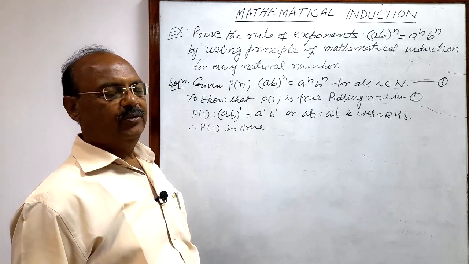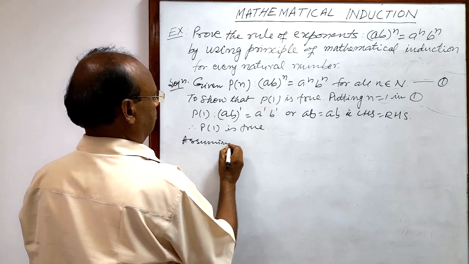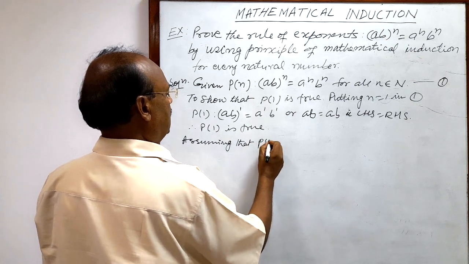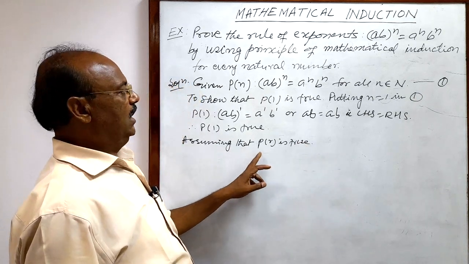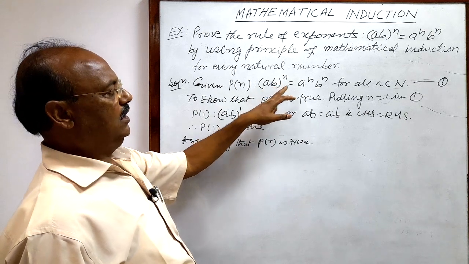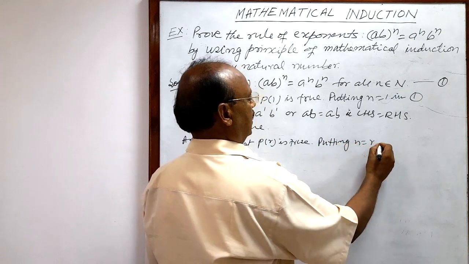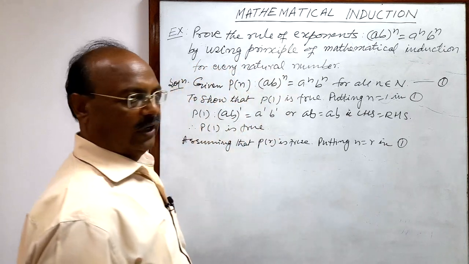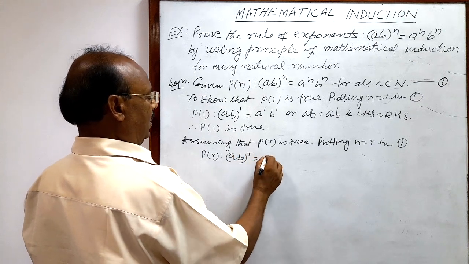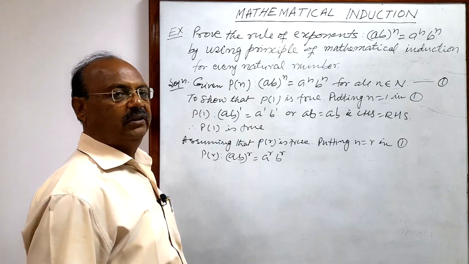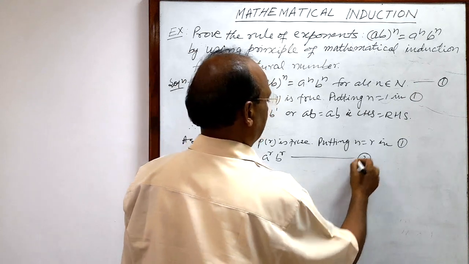Now second step, we have to assume that Pr is true. How will we get Pr? We will get Pr by putting n equal to r in relation number 1. So we get Pr: (ab) whole to the power r is a to the power r, b to the power r. We are assuming that this statement, this relation, is true. So let us call it relation number 2.